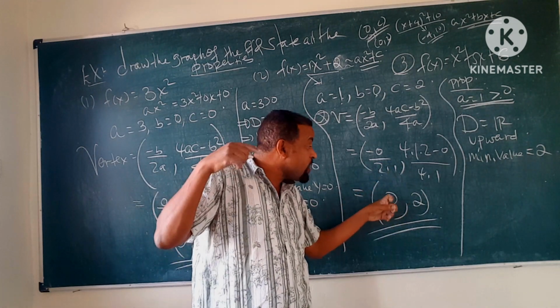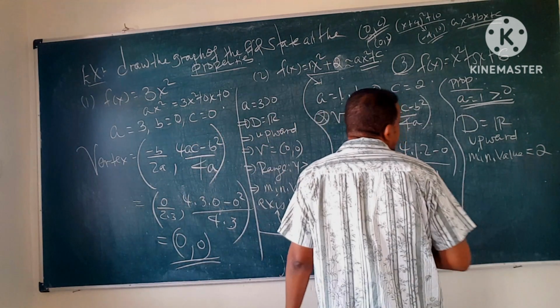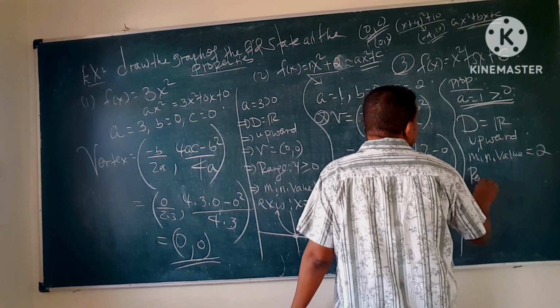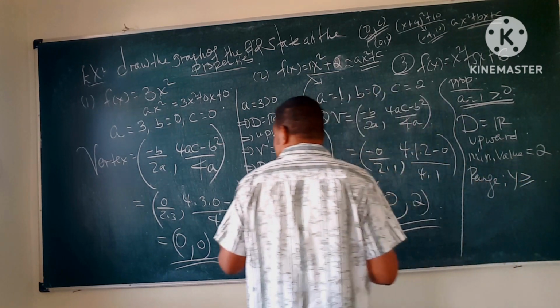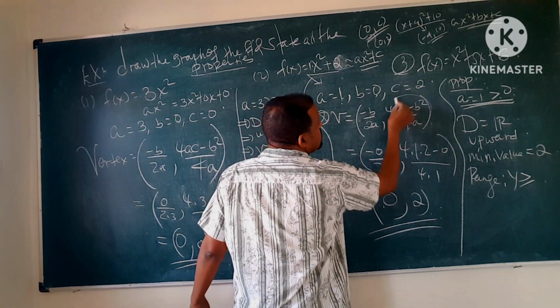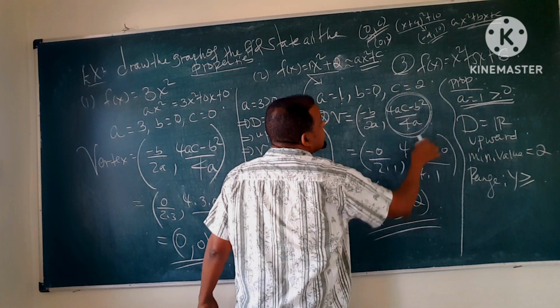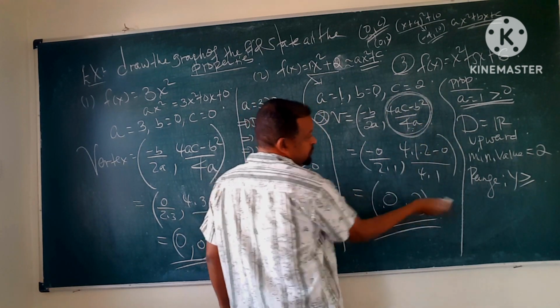0. The minimum value occurs when x is 0. It may be asked in different ways. And the range is y is greater than or equal to this value, isn't it? So this value is 2.